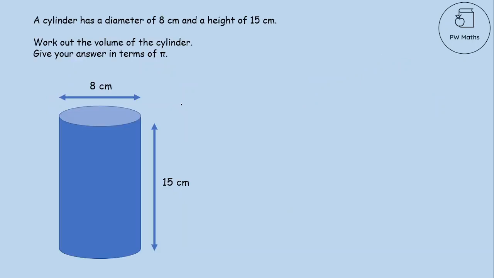Let's look at some questions. We're told that a cylinder has a diameter of 8 centimetres and a height of 15, and we need to work out the volume of the cylinder and give our answer in terms of pi. The first thing I notice is that I haven't been given a radius, I've been given a diameter. A diameter runs from one edge of the circle through the middle to the other side.